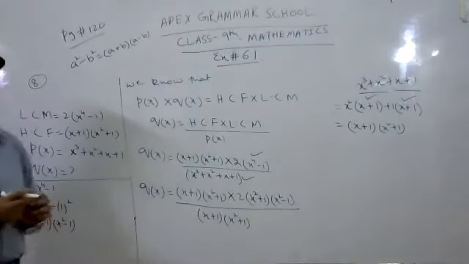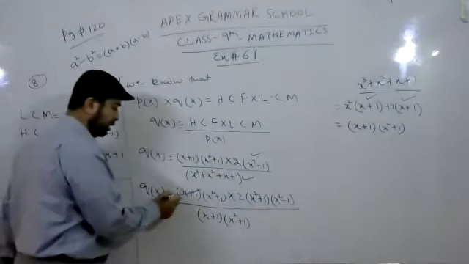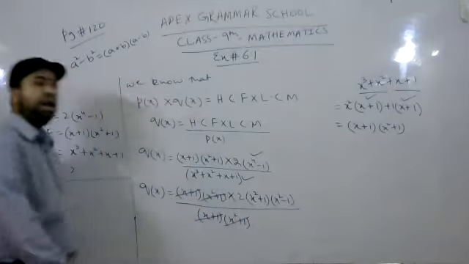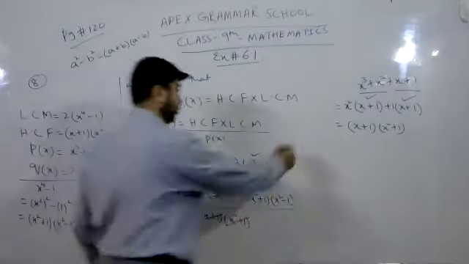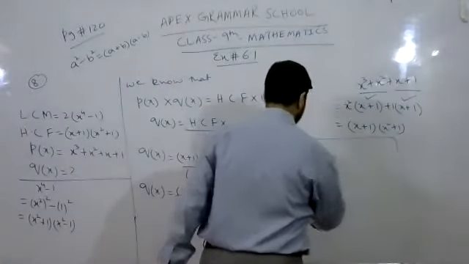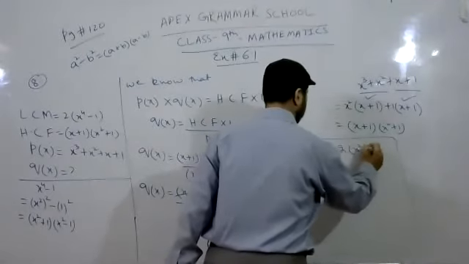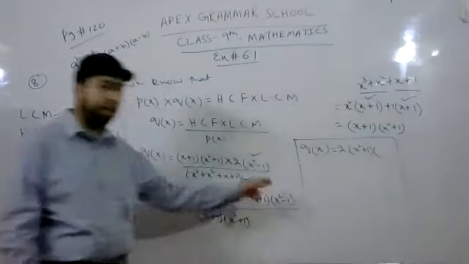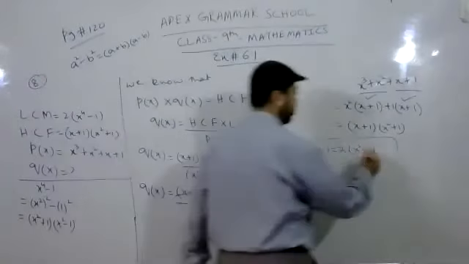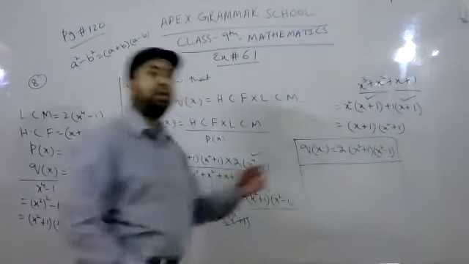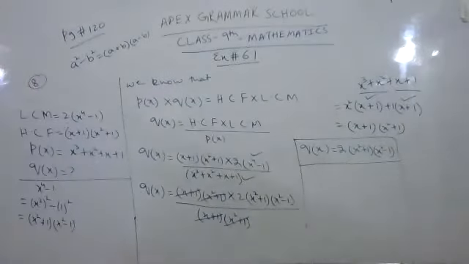So you can easily see that we can cancel this x plus 1 with this x plus 1, this x square plus 1 with this x square plus 1, and we are left with only this q of x value, that is 2 into x square plus 1 and x square minus 1. And that's it. This was your question number 8. You can see how we can easily find the unknown variable value.